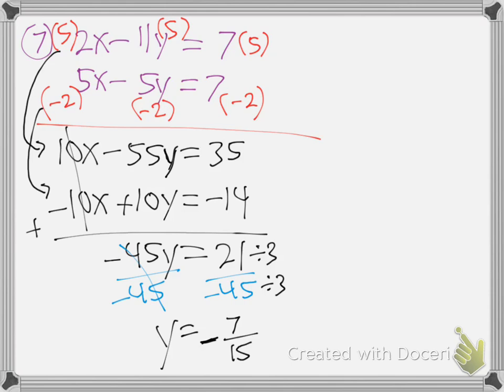See, it was in the bottom. I just pulled it to the front. Whatever. It's all the same thing. So we got y, negative 7/15. Yeah, that's ugly. Okay, we good so far? Everybody okay to that point?